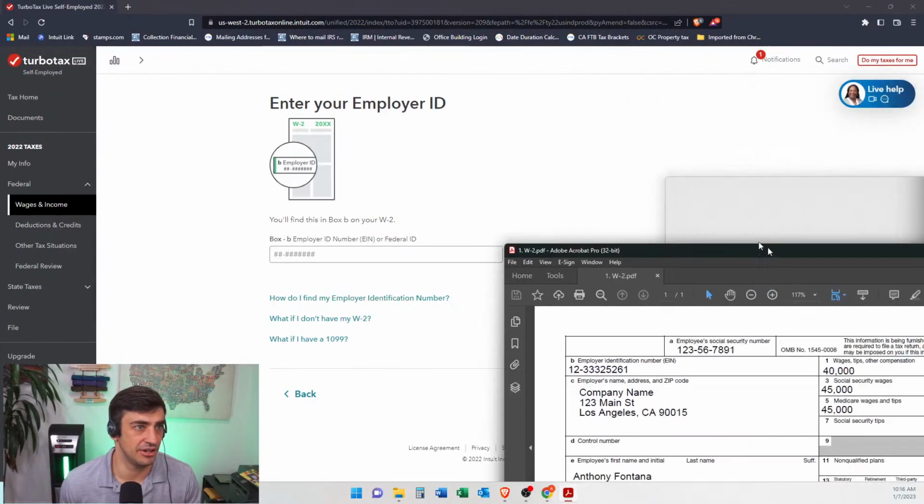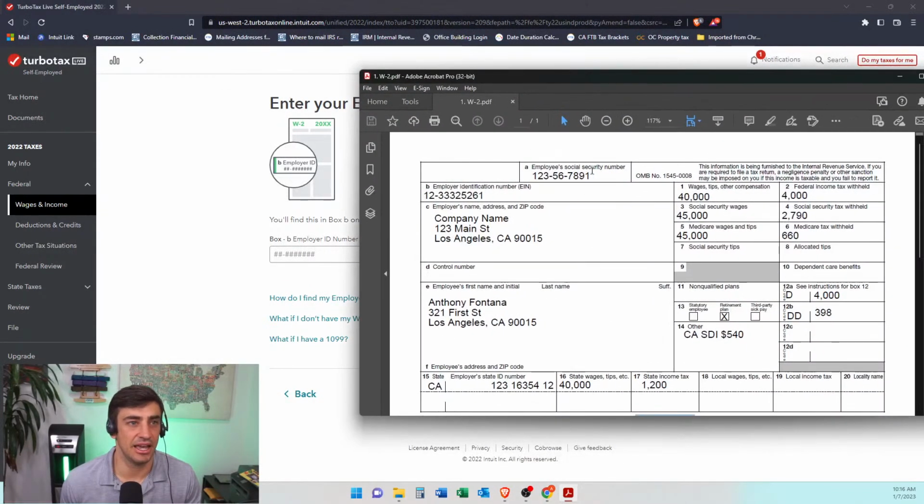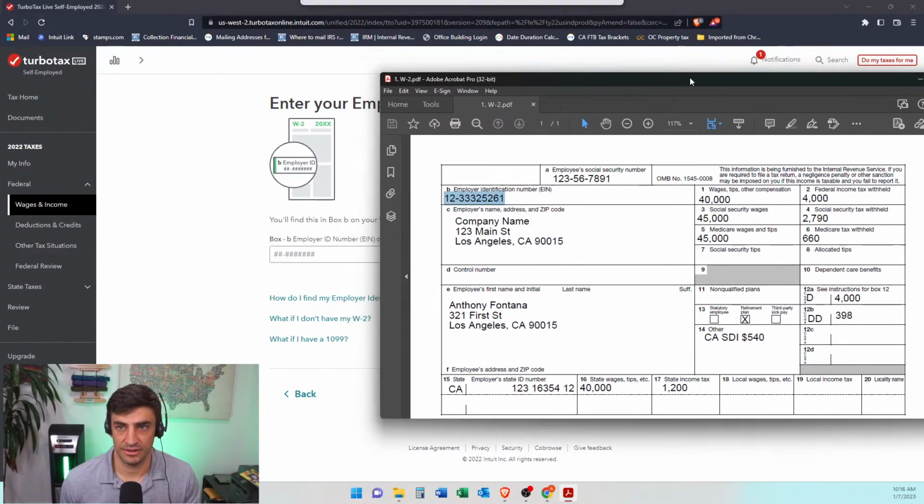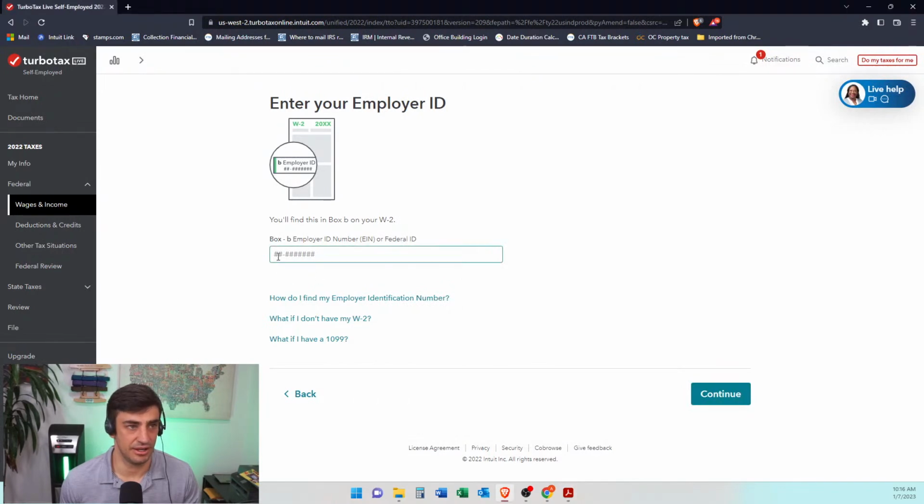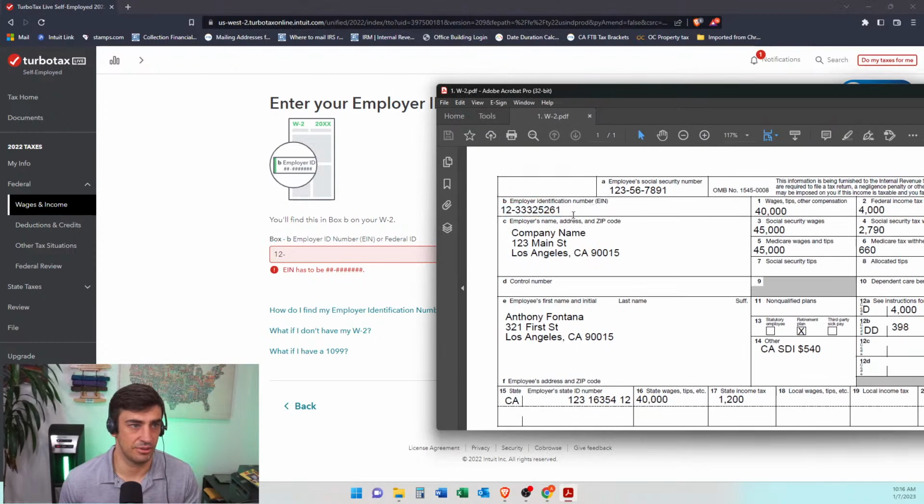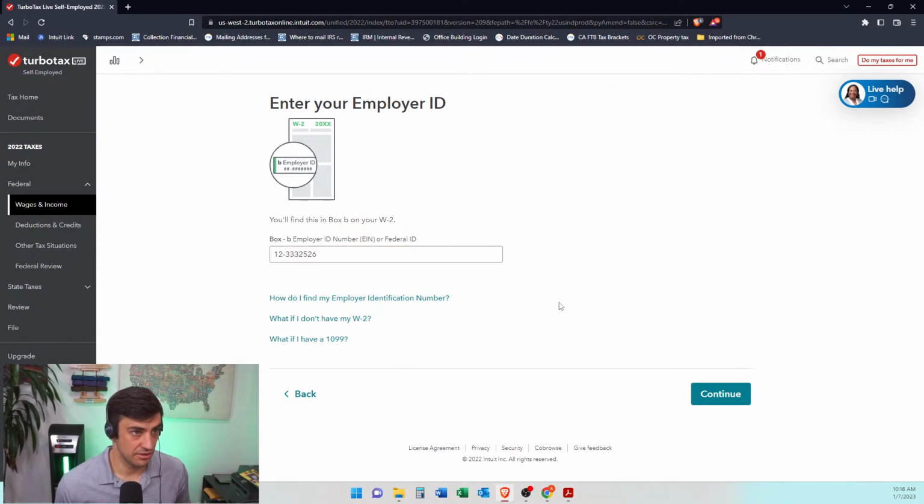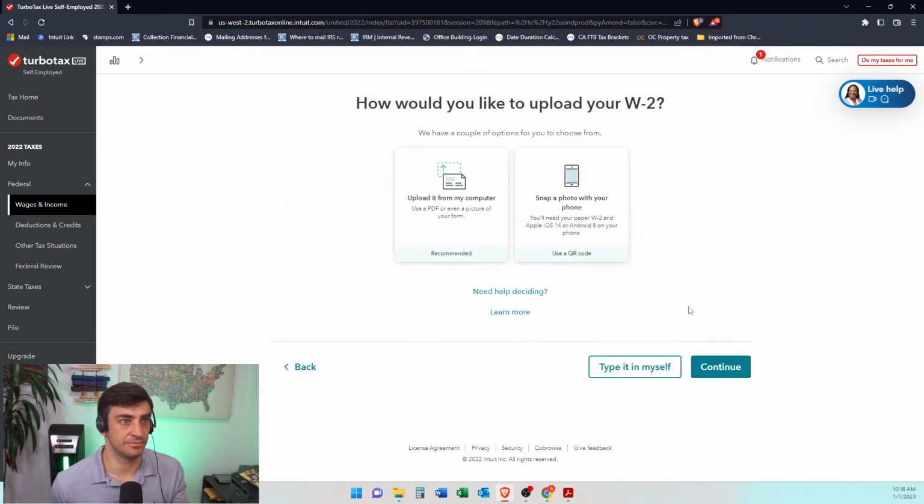They are asking here the EIN, that's the employer identification number right here. There it is. Okay, let's do that. We'll do 1, 2. I'm just going to copy paste it. That'd probably be easiest, right? This is just a bogus number, obviously. Deal. Continue. So you can upload this or snap a photo with your phone.